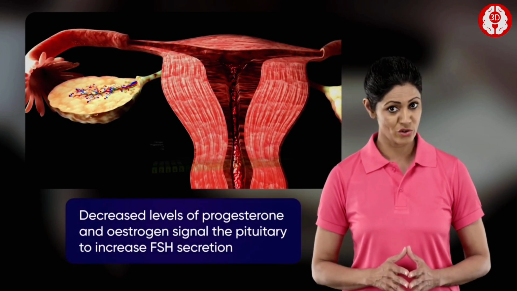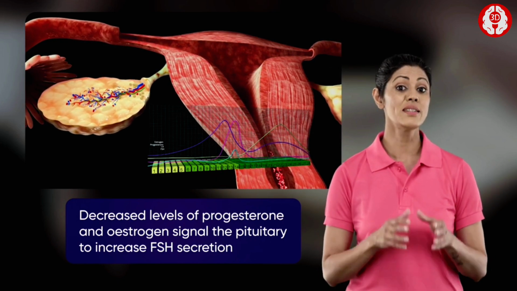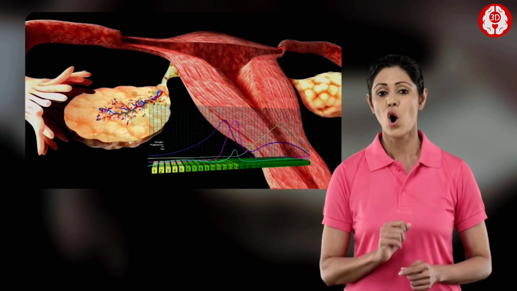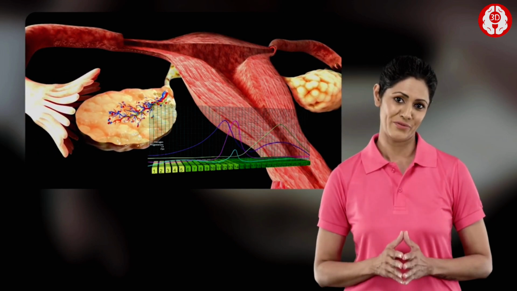Decreased levels of progesterone and estrogen signal the pituitary to increase FSH secretion, initiating the development of another follicle, and the menstrual cycle repeats itself.